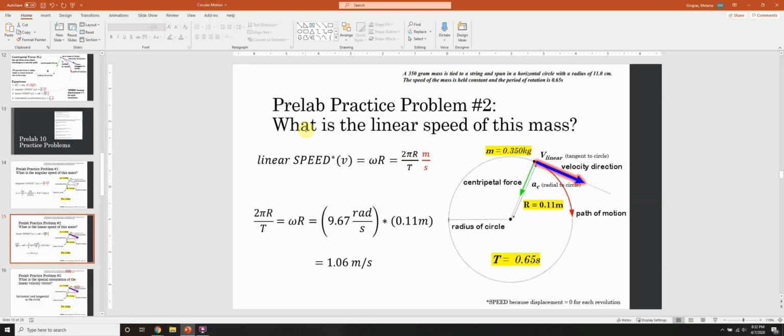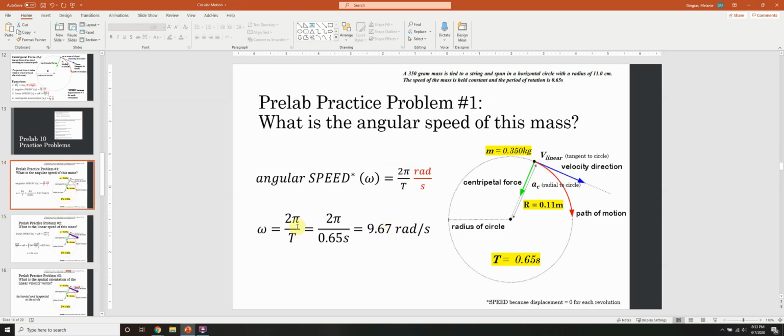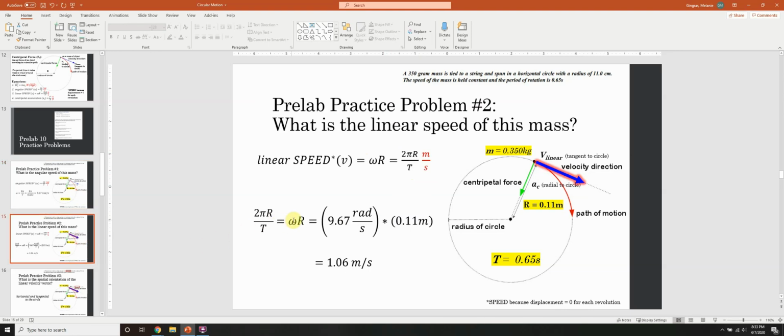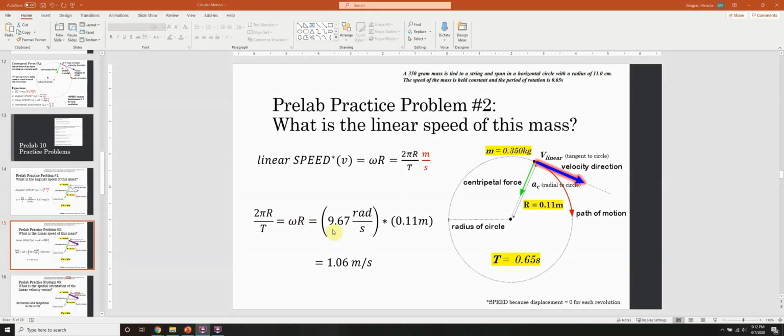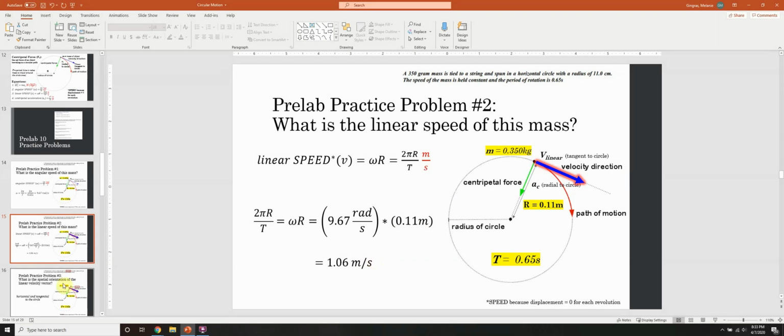Number 2, what is the linear speed of this mass? So now we're looking at v linear here. This vector is what represents v linear, that's why it's highlighted. And the equation that we're going to use is omega times r, which we also know, if we expand it, is 2 pi r over the period. Well, since we already calculated omega, the easier way to calculate it is just to do omega times r. So that's just 9.67 radians per second times 0.11 meters, and you get 1.06 meters per second. That is our linear speed.